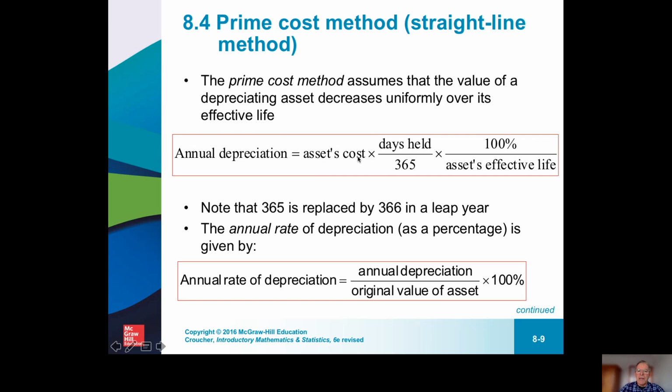So for prime cost or our straight line method, we just pick up the formula: the asset's cost, times, if we've had it for a full year, obviously 365 over 365. We'll claim 100%, the full depreciation for the year. But if we've only had it for half a year, or however many days we've held it, divide by 365. That'll give us the correct amount for the very first year that we've held it. Or if we've sold it halfway through the year, we can claim only that proportion for which we've owned the asset, multiply by 100% over whatever that asset's effective life is, given in that previous table.